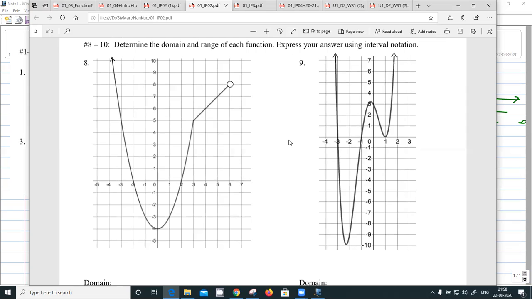Negative infinity, comma 6. No. Negative infinity, comma plus infinity. It's stopping here, no? Yeah. So fine, 6. And 6 is curved bracket, because it's an open circle. It's not included. Okay. Range?